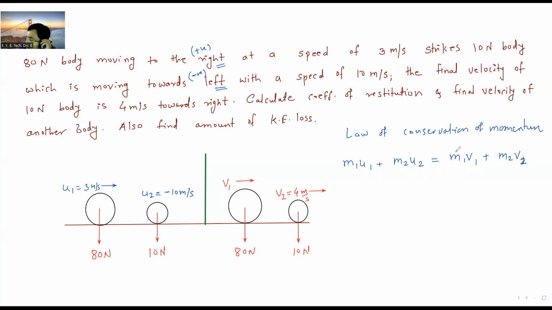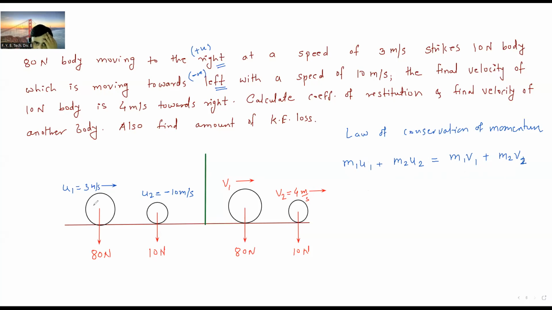Okay. There is no derivation for your syllabus of this law. This law is only required here in the collision, and you have to directly use this law to find out the value. This is the law of conservation of momentum. m1 u1 plus m2 u2 is equal to m1 v1 plus m2 v2.